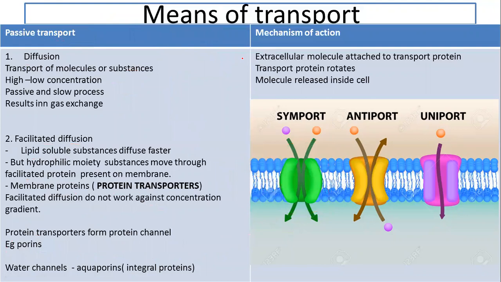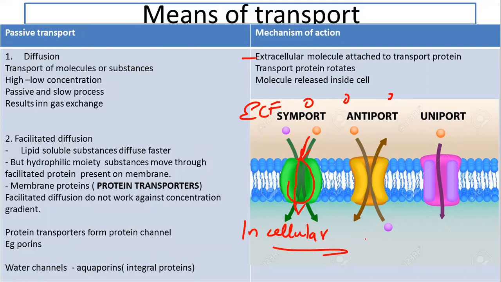Very simple. The extracellular molecule attaches to the transport protein. Let's say this is the ECF part, and this is the inner cellular part. Some molecules are there, and those molecules will first come and attach to the transport protein. Now this protein will rotate. When it rotates, the molecule will move inside and be released inside the cell. This is the basic idea of the action, done with the help of passive transport.